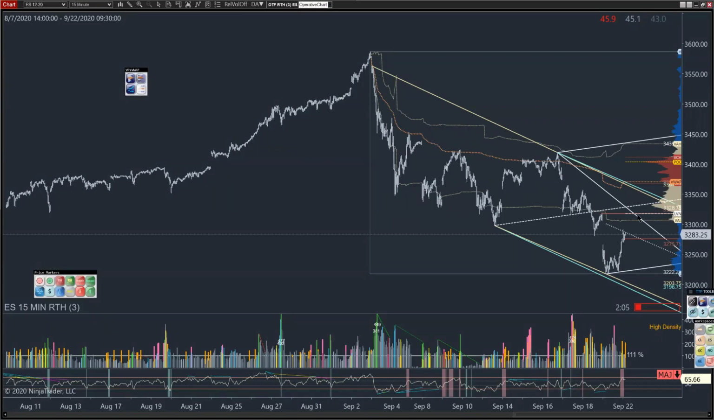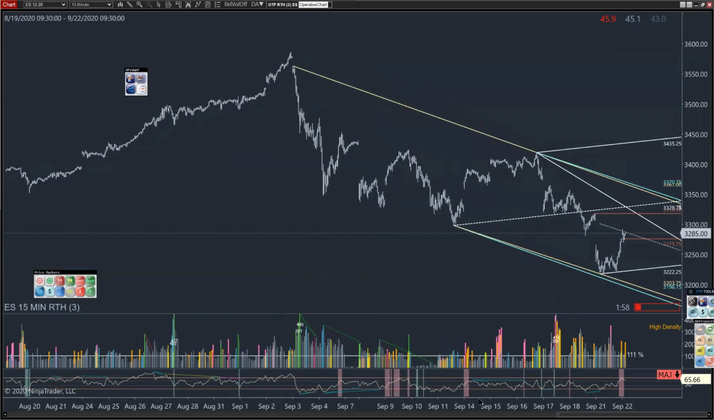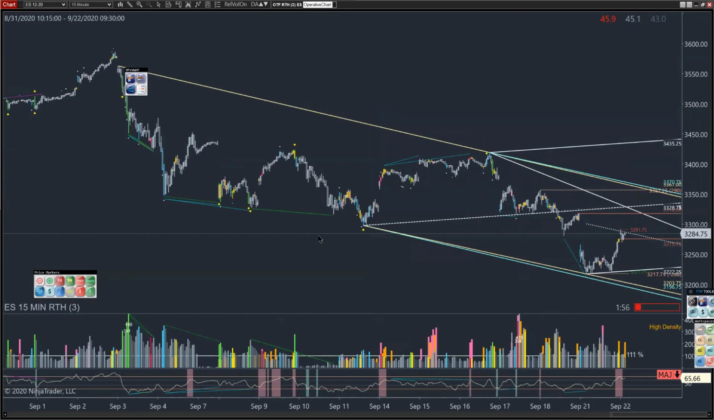Yeah, that's all right just beyond the break of that high. Okay. I think we have a pretty good idea as to where we would like it to go. Now, where will it go?